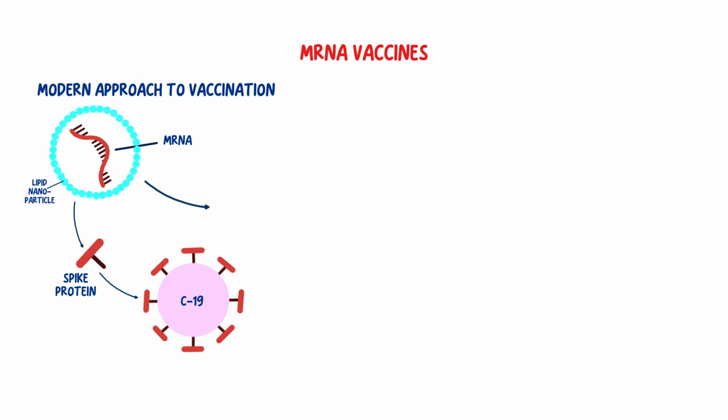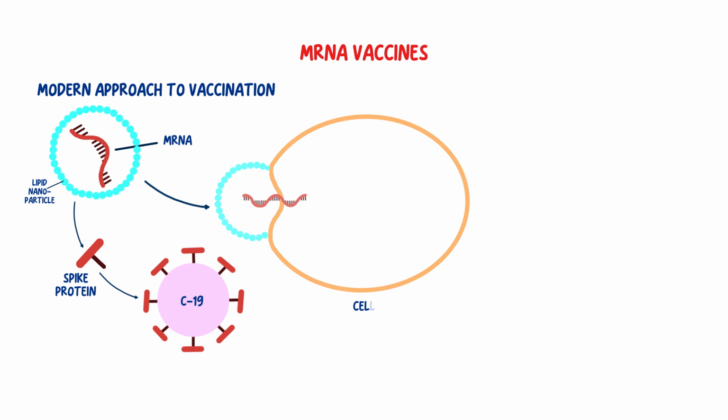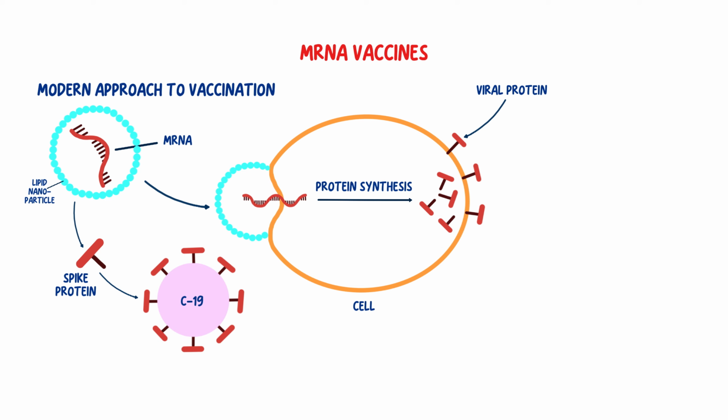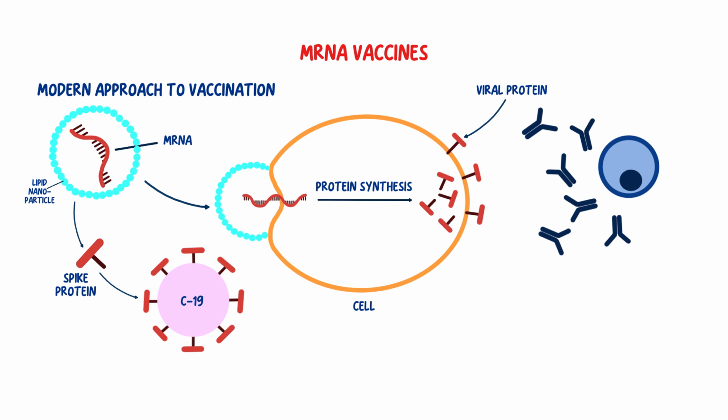Once the vaccine is given, the synthetic mRNA is taken up by the body's cells. Inside these cells, the mRNA serves as a blueprint, directing the cellular machinery to produce the viral protein. The protein is displayed on the cell surface, prompting the immune system to identify it as foreign. The immune system then responds by creating antibodies and other defenses to target the protein. Examples of mRNA vaccines include the Pfizer-BioNTech COVID-19 vaccine and the Moderna COVID-19 vaccine.